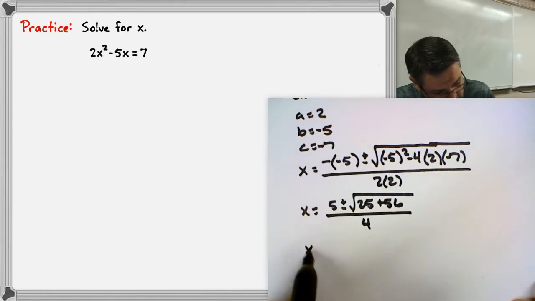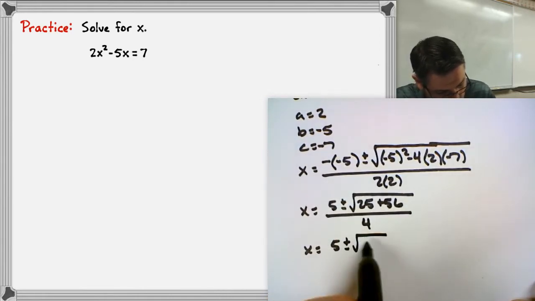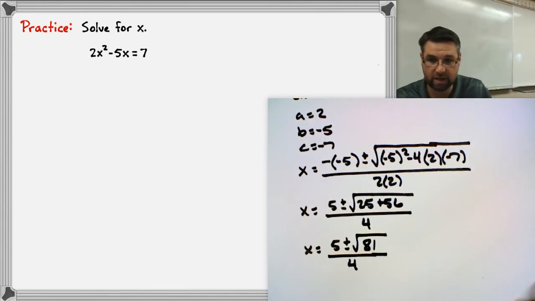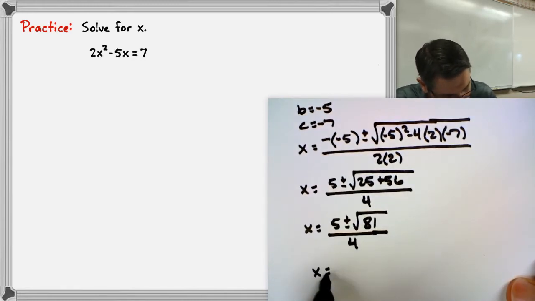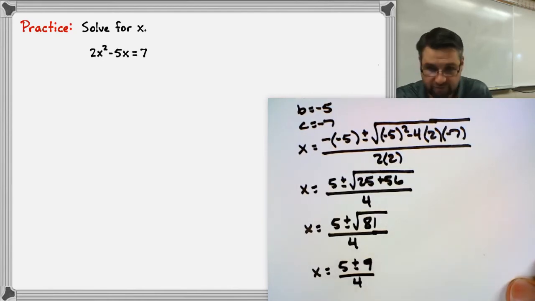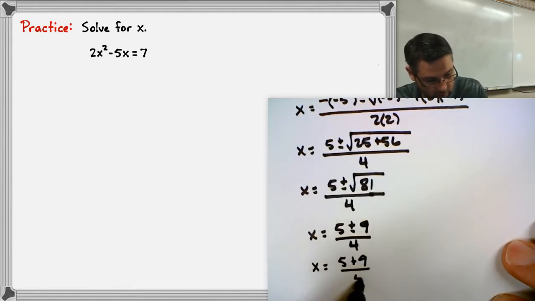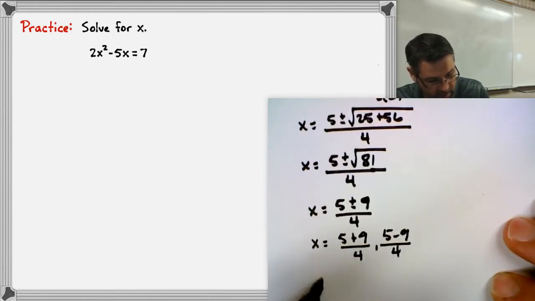Now we'll go ahead and simplify that. The radical, so that'd be 5 plus or minus the square root of, looks like 81 over 4. So this actually works out very nicely too, because the square root of 81 is just 9. So we end up with 5 plus or minus 9 over 4. Then we'll break it into our two cases. So we get x equals 5 plus 9 over 4 and 5 minus 9 over 4. And then from here, simplify.